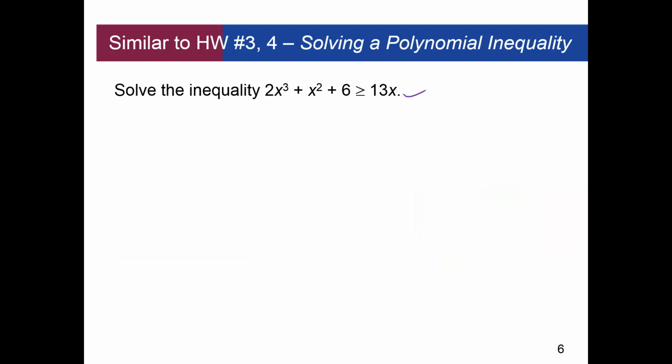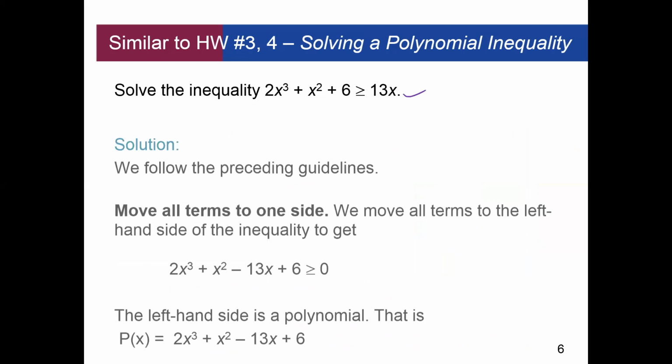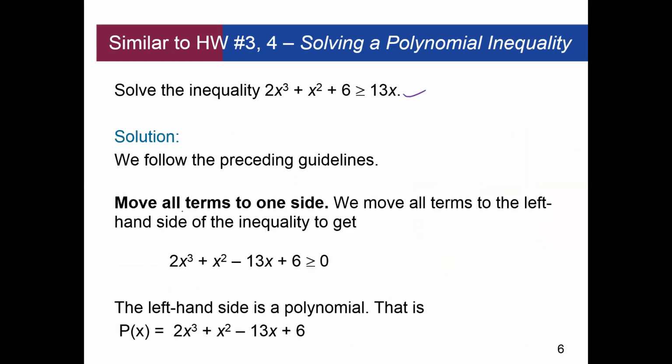First, you move all terms to one side. So it means that we move this to the left-hand side. And then when we rearrange, you have 2x cubed plus x squared minus 13x plus 6 greater than or equal to 0. The left-hand side, this part, is your polynomial p of x.